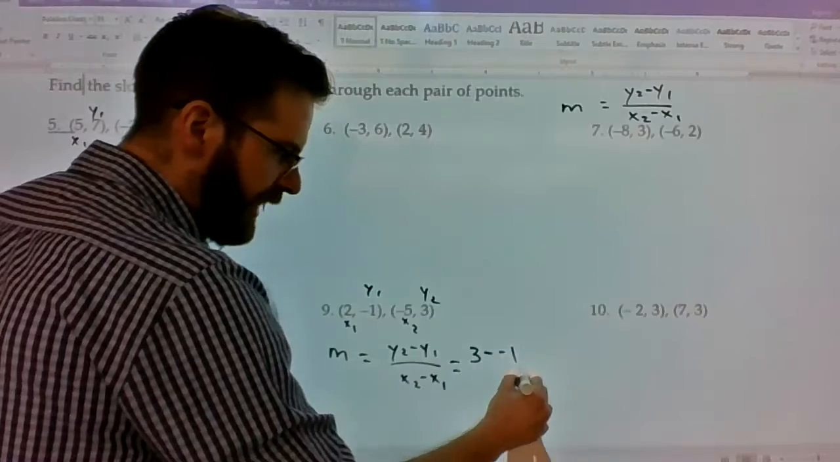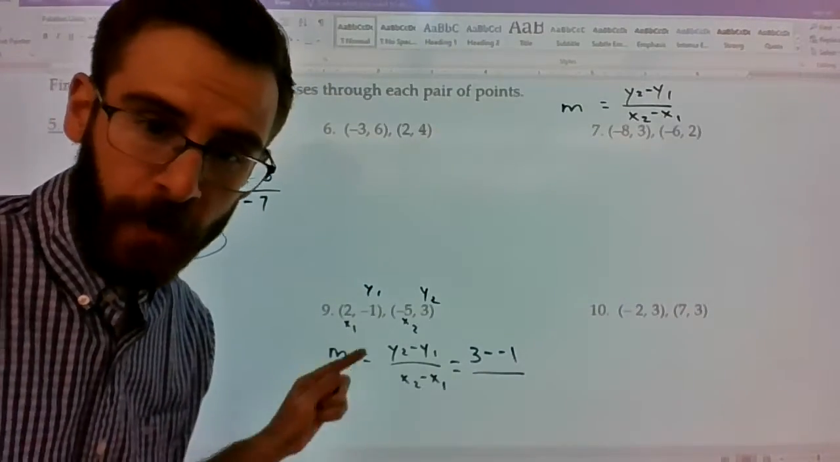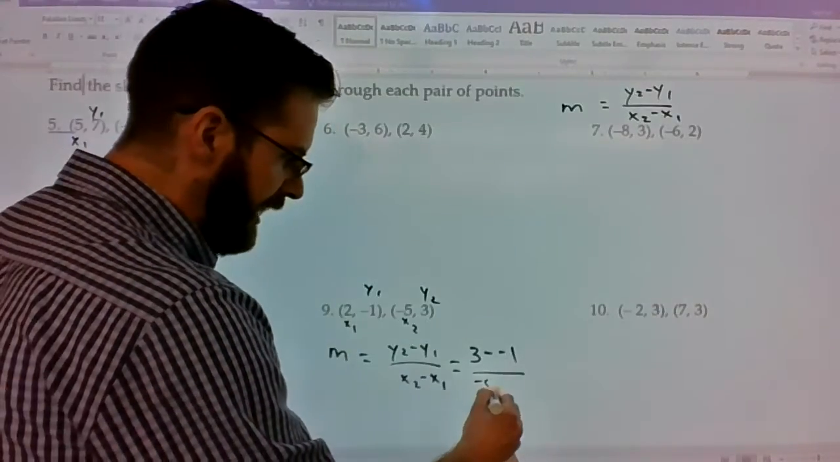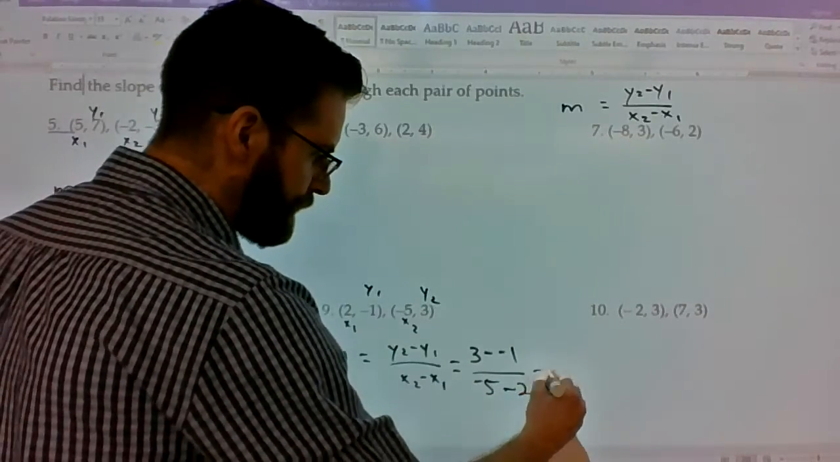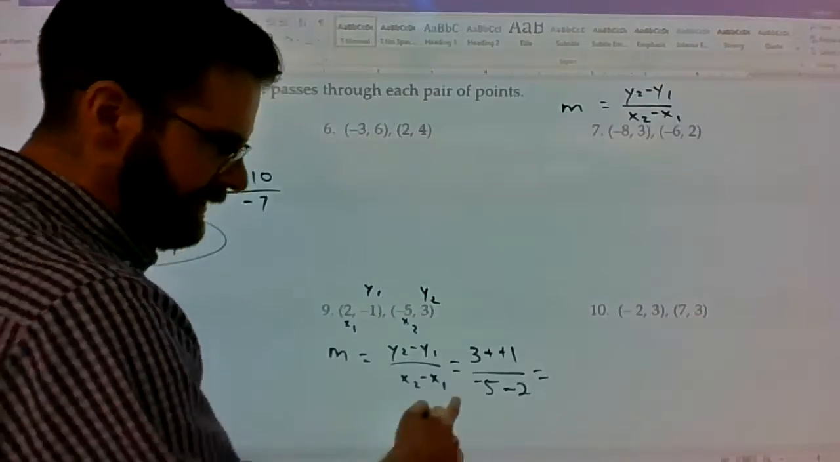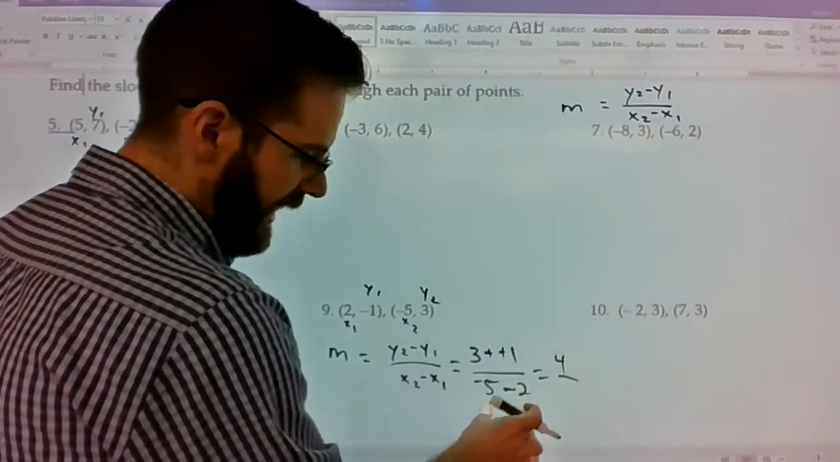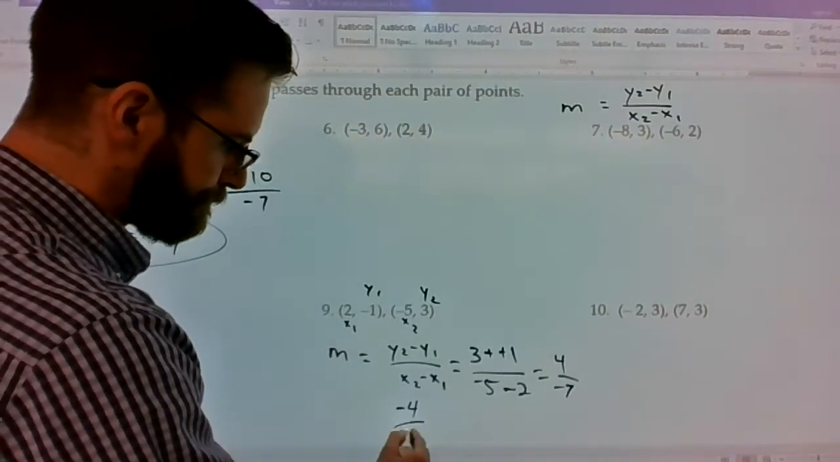All right, so you got one of those double negatives there. Make sure you're putting both the minuses down in that particular situation. x2 is negative 5. x1 is 2, so negative 5 minus 2. Minus a negative, you bloop it, you get a plus. So 3 plus 1 is 4. Negative 5 minus 2, you're going to add the two digits together and make it negative. It's negative 4/7.